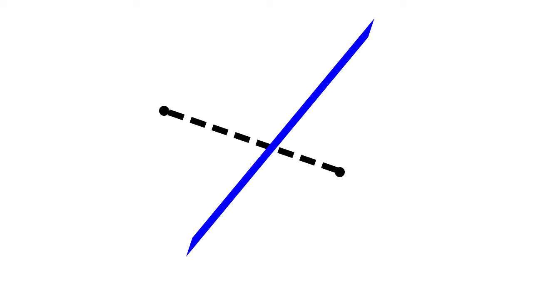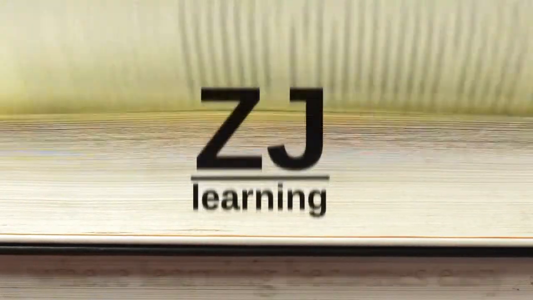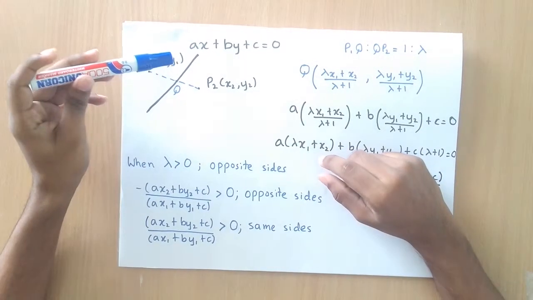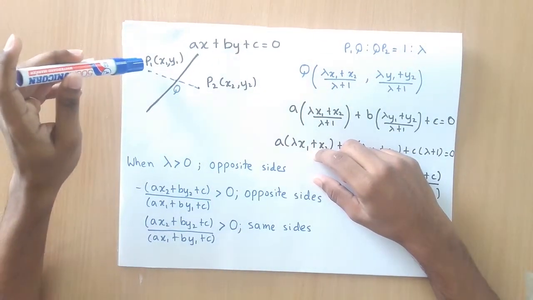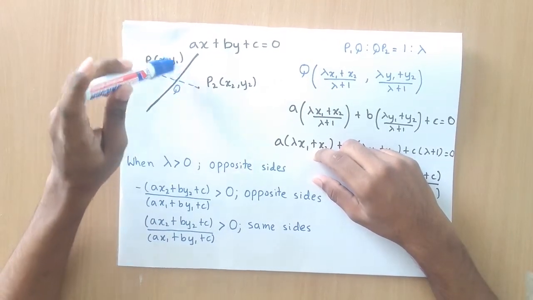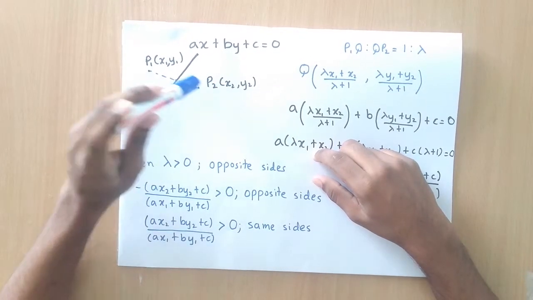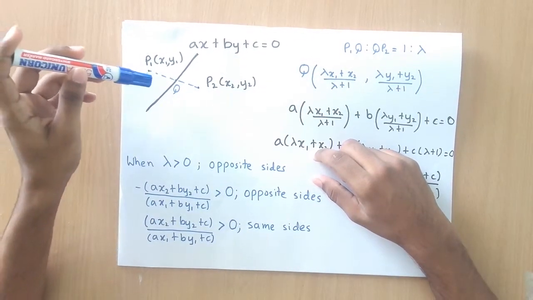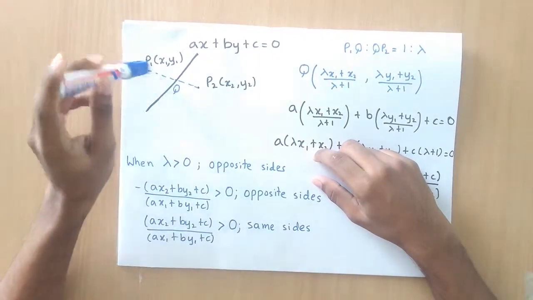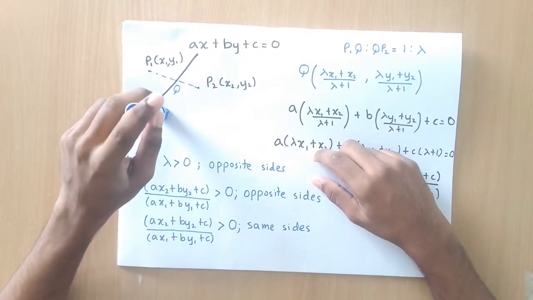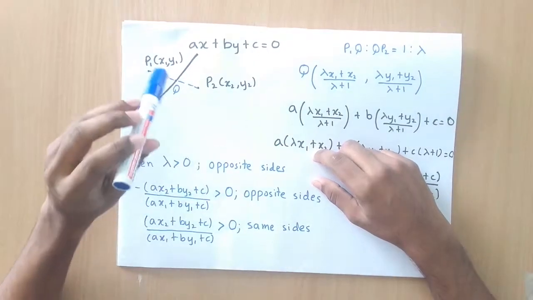In this video, we will learn how to find the location of two known points relative to a given straight line. Here we have a straight line ax + by + c = 0 and two known points P1 (x1, y1) and P2 (x2, y2). We need to find a relationship to find out whether P1 and P2 are lying on opposite sides of the straight line or on the same side of the straight line.